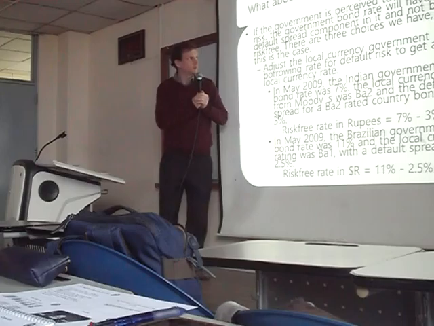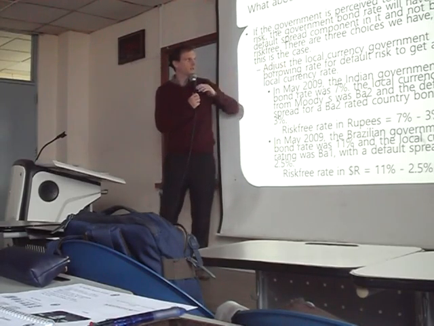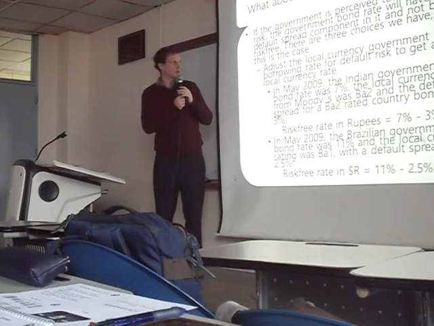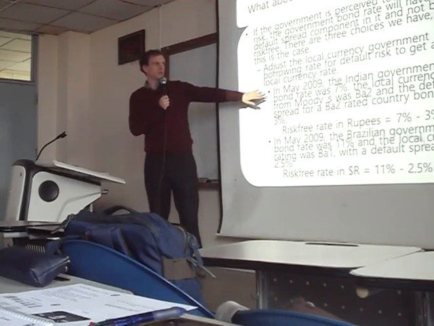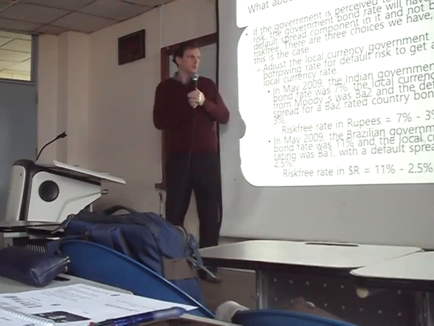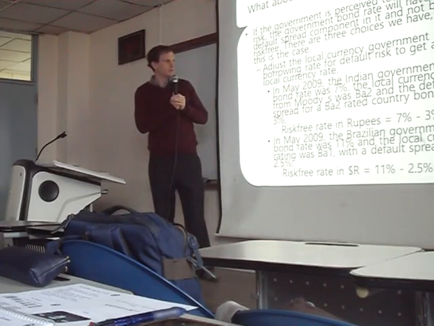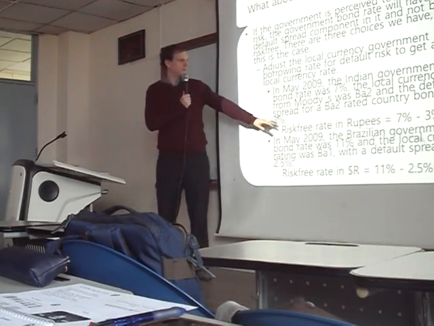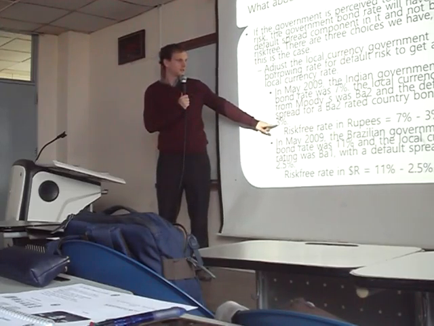So there are three choices we have to make when this is the case. First of all, we can change the local currency rate for default risk. Let's have a look at an example, it's clearer. In May 2009, the Indian government bond rate was 7%. The currency rating from Moody's was Ba2. And the default spread for a Ba2 rated country bond was 3%.